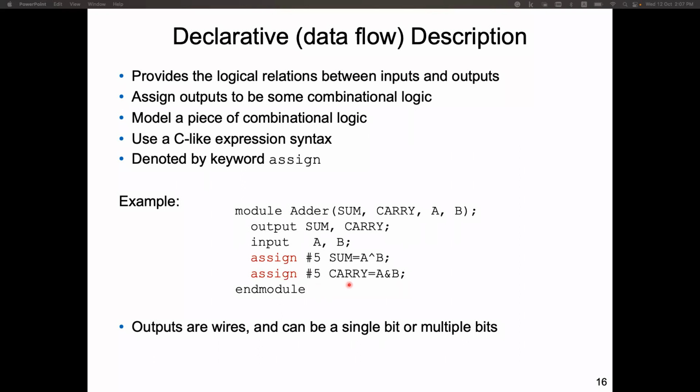And carrier must be equal to A and B. This is the one-bit AND symbol. I declare carrier should be this. I don't specify the implementation. I just declare it like this. I declare the function is this. The keyword is assign. Just assign. So basically the A and B result is assigned to the carrier, and A exclusive-OR B is assigned to the sum. That's the meaning of assign.